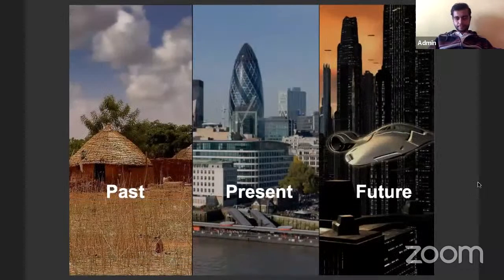Okay, so there are basically three broad types of tenses. One is the past tense, which is also called bhutkal in Hindi. Then there is the present tense, which is the vartaman kal in Hindi, and then there is the future tense, which is the bhavishya kal. Okay.